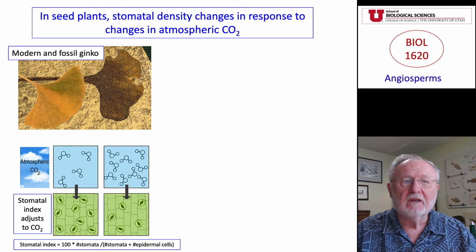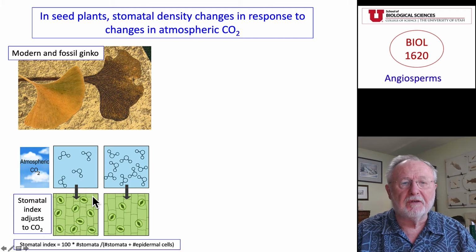What we see is a change in stomatal density, known as a change in the stomatal index. It's the number of stomata divided by the total number of stomata and epidermal cells on the surface, times 100. So it's the number of stomata times 100 divided by the number of stomata and epidermal cells.